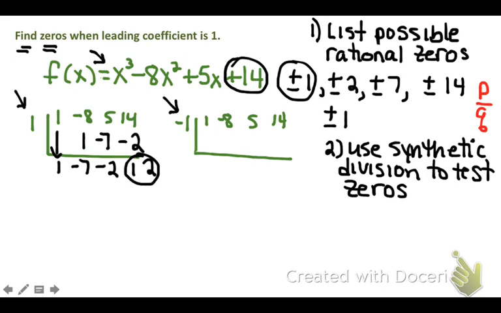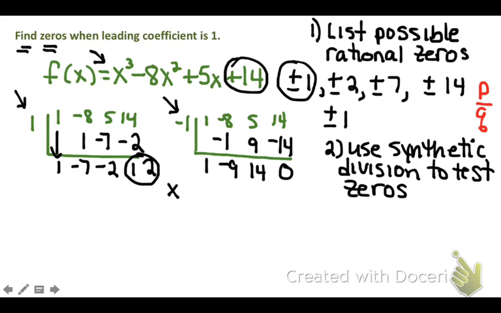We bring down the 1. Negative 1 and 1 is 1. Negative 1, so that's negative 9. Negative 1 and negative 9 is a positive 9, so that's 14. Negative 1 and 14 is negative 14, and now we have our 0.